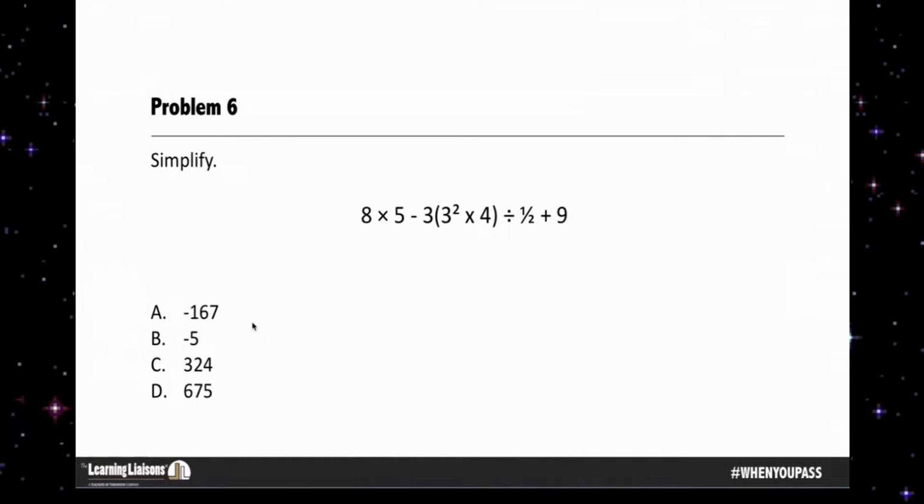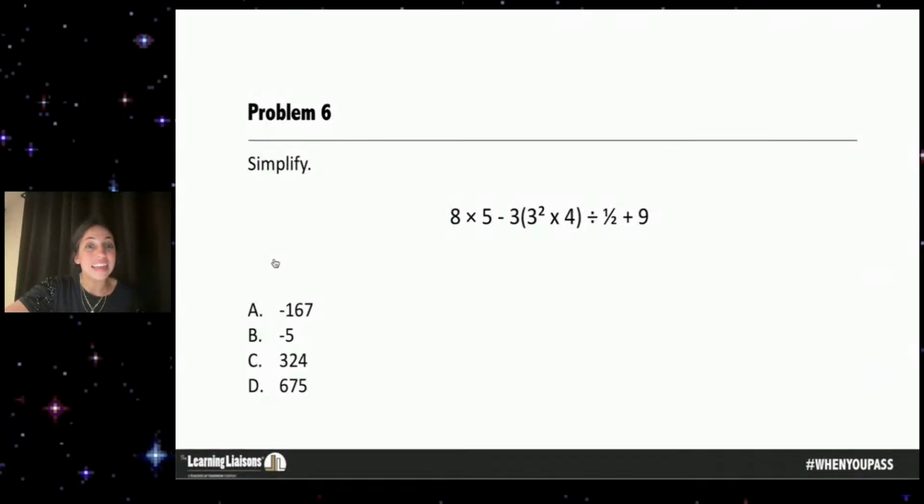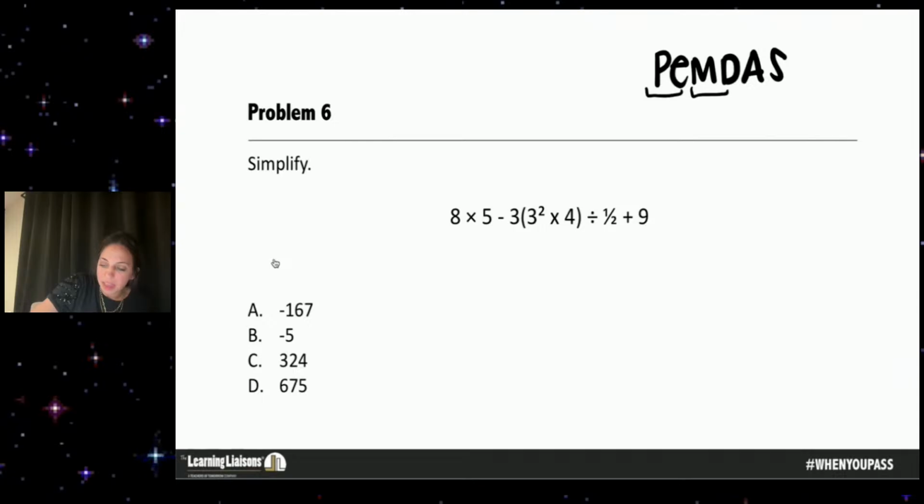Simplify. That's all we're doing is simplifying. Now, it sounds easy. However, this means we are doing PEMDAS. We are doing order of operations. Because I'm going to read this out loud: 8 times 5 minus 3, parentheses, 3 squared times 4, close parentheses, divided by 1/2 plus 9.